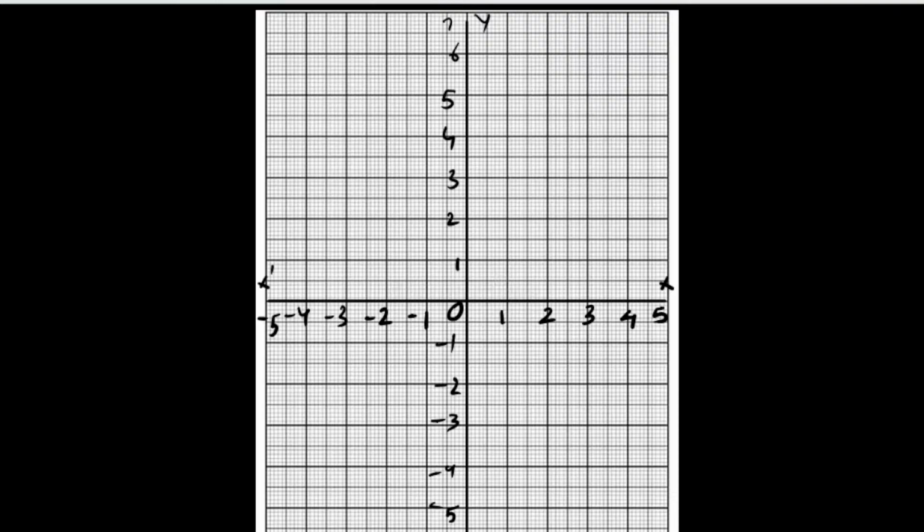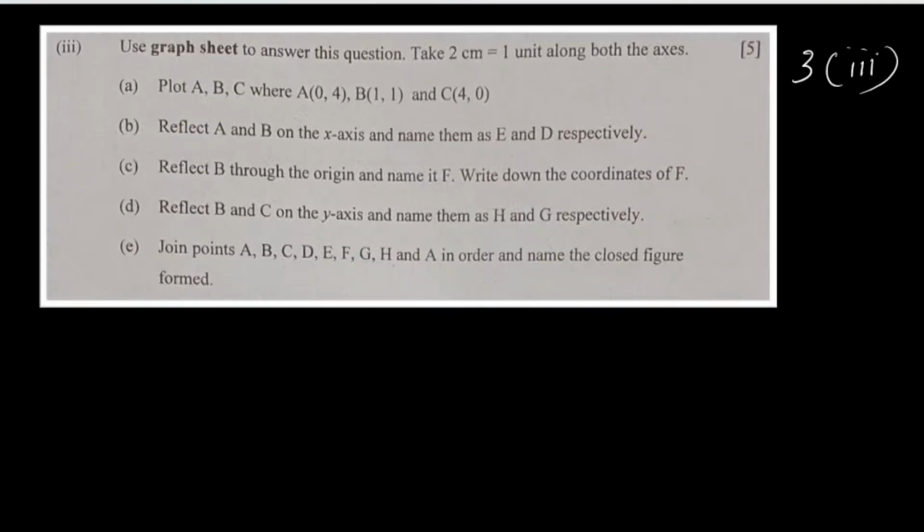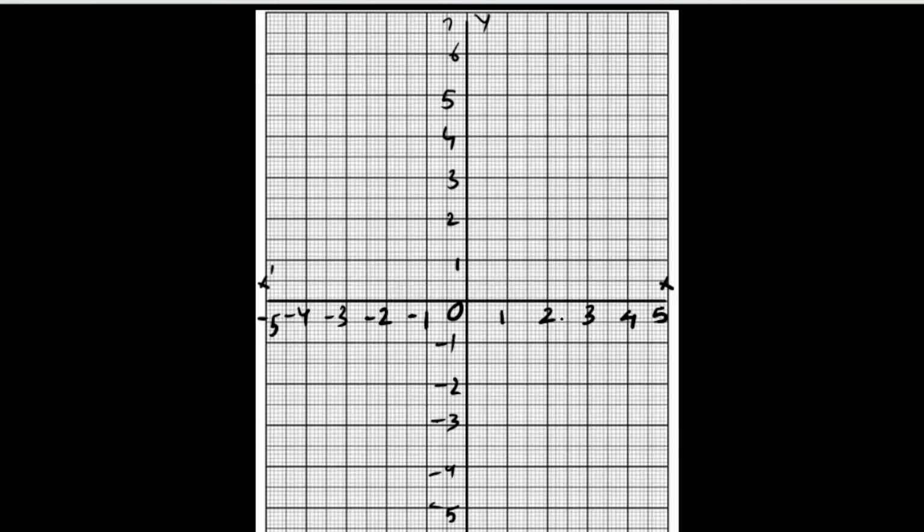Now we'll see what is A. A is 0, 4. 0, 4 means on x-axis we have to locate 0. Vertically straight we have to go up till 4. So here I have plotted point A. So this is 0, 4.